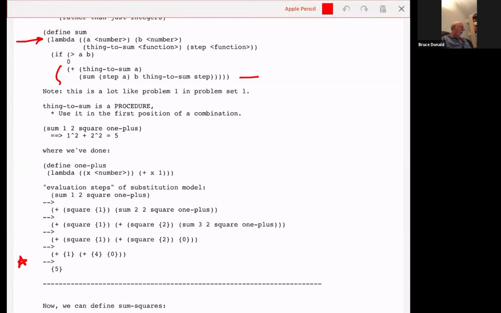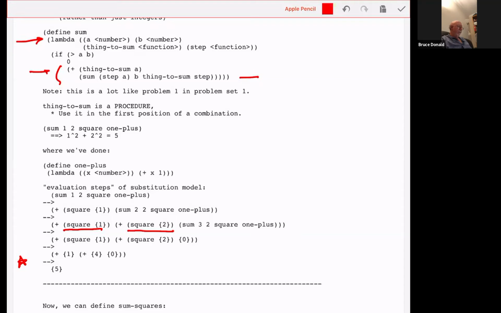At the next level, that expands to the following thing. I have my stacked up deferred operation for square 1. Then I have a new deferred operation here, square 2. Why? Because thing to sum here, which is square, is applied to A, which is now 2. I have the square A.